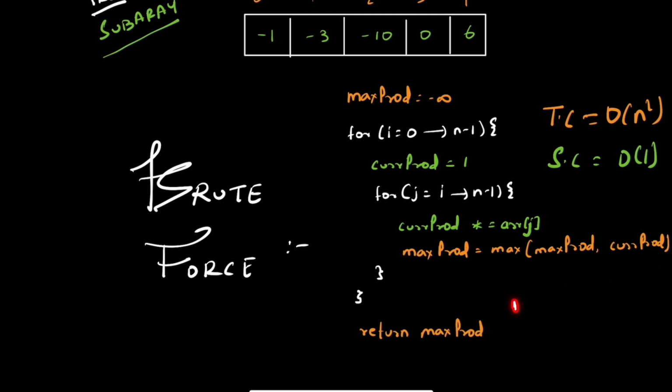So our n square becomes 10 to the power of 5 into 10 to the power of 5, which becomes 10 to the power of 10. But our compiler can only execute 10 to the power of 8 instructions per second. Now let's see how we can optimize the time complexity.